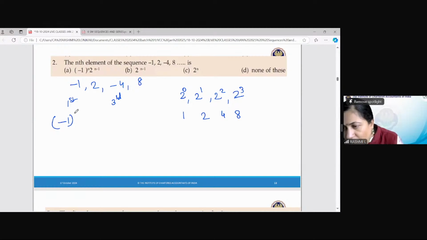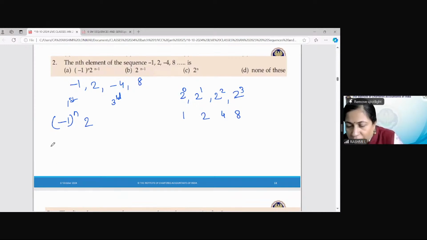Now here what will happen is the negative sign. This is -1 raised to n. Why? Because the first term is negative, the third term will be negative, the fifth will be negative. So n. Now 2 raised to... now this is what? This is 0. Okay. Here I have -1 and 2 raised to 0.